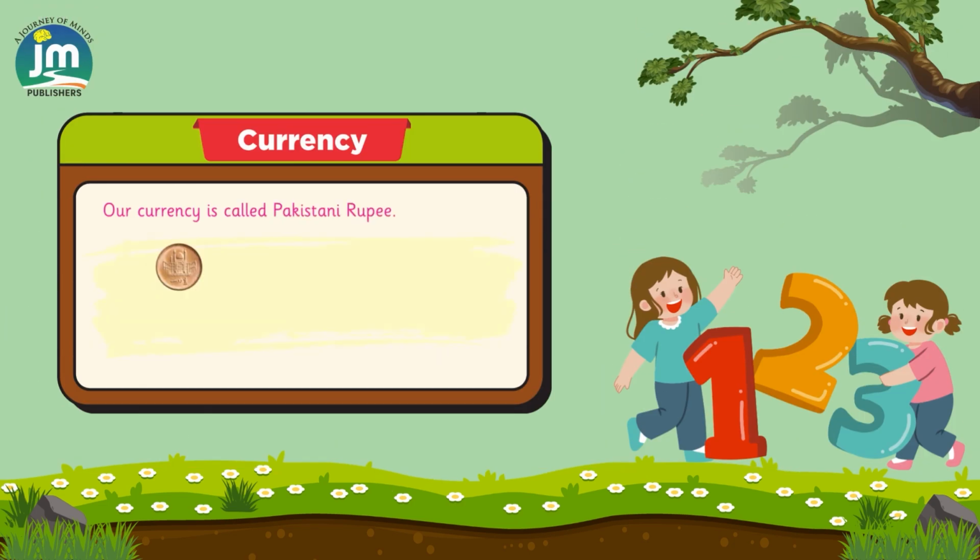One coin, this is 1 rupee. It is the small coin. We can buy a toffee or small candy with 1 rupee.